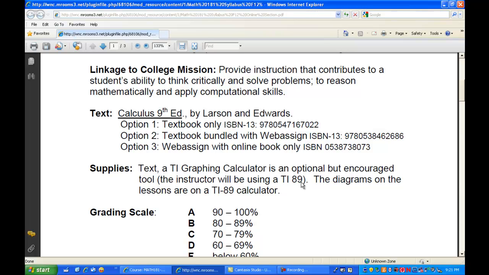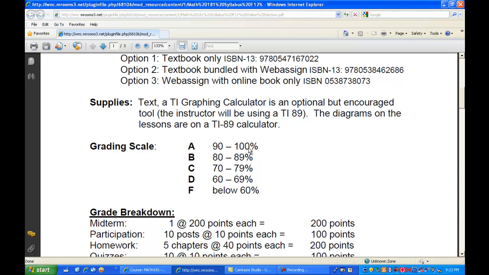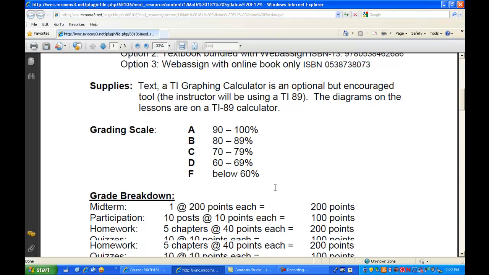So our supplies will be the textbook and a TI graphing calculator. I encourage you to get the TI-89. And if you're at the Fallon campus, you can check those out from the library. Here's our grading scale, A, B, C, D, F, pretty standard.